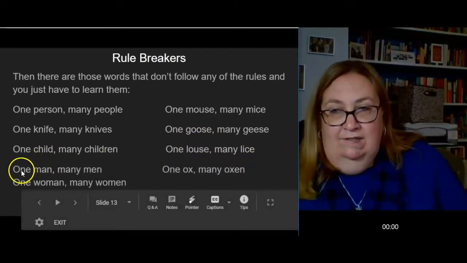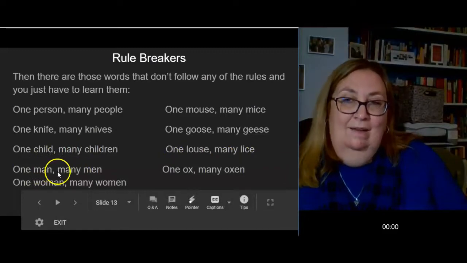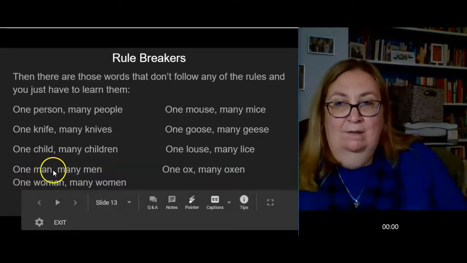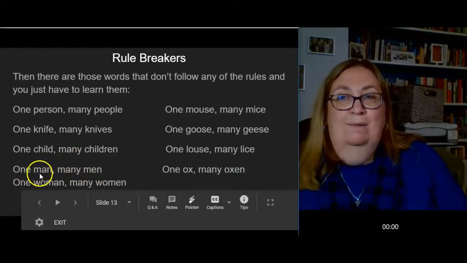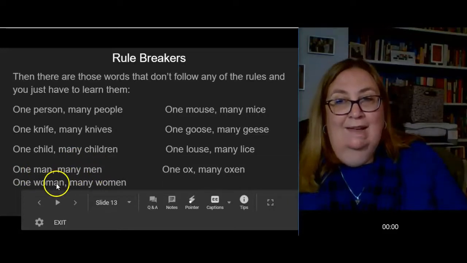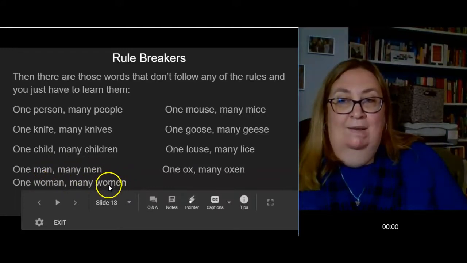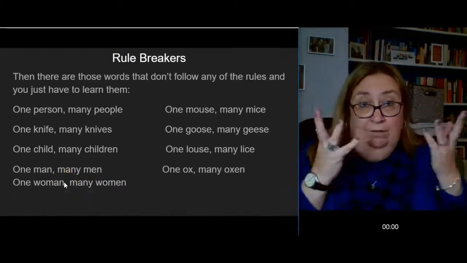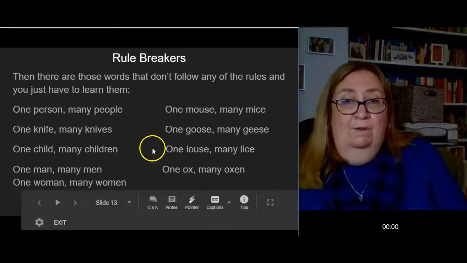So this one is interesting. You have one man, and the thing that changes to make man plural is that vowel A in the middle becomes an E. One man, many men. We'll look at the same thing for woman. In woman, there's an A, and when you change it, it changes just like man to men. It changes one woman to many women. So the rule here, there's not a real rule, is the same for both.